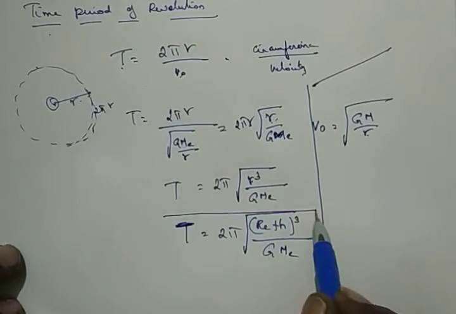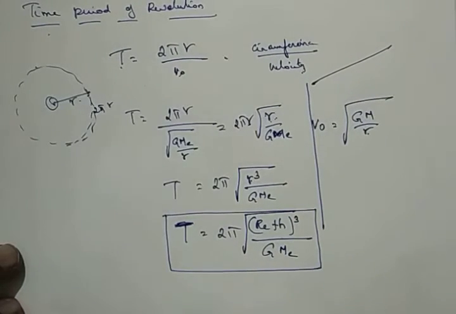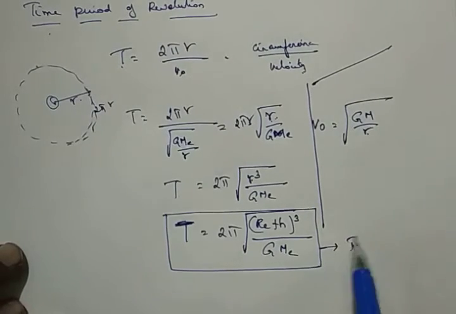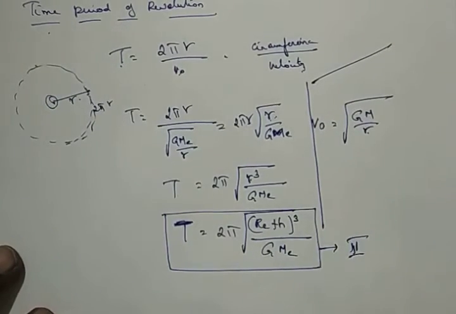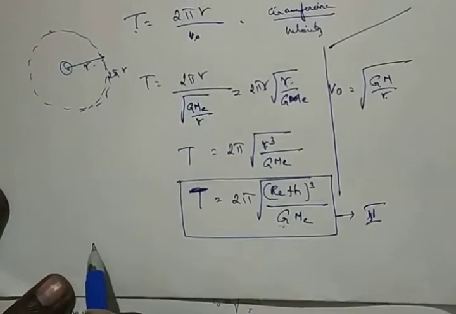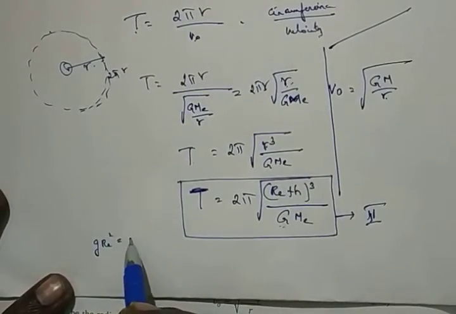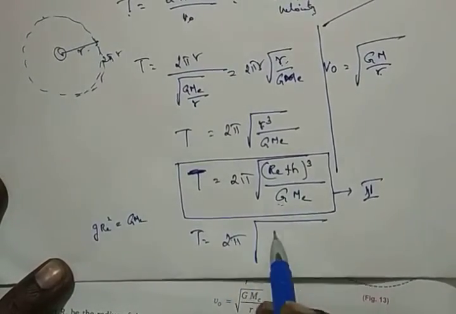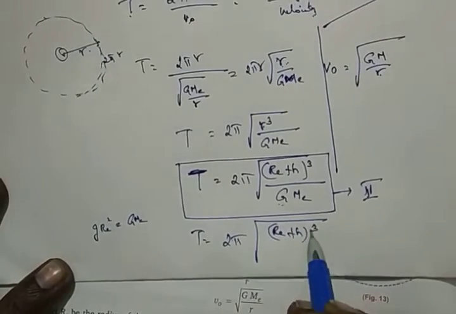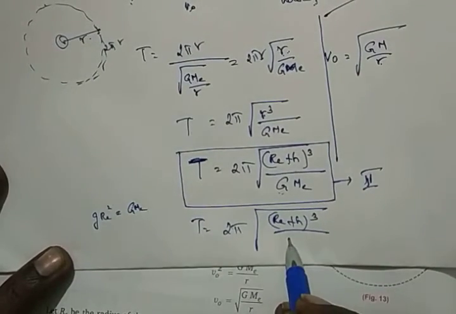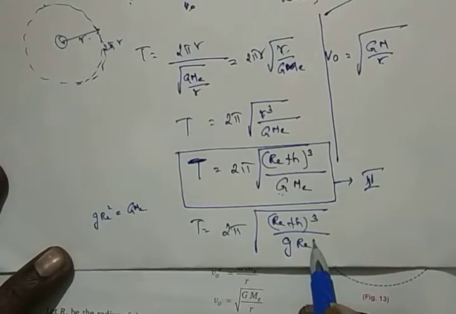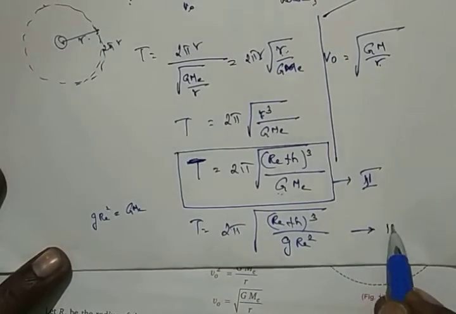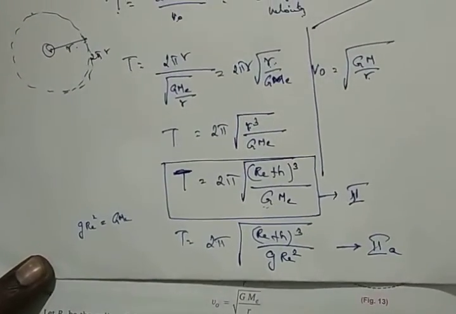So this is the time period of revolution. Please remember this particular formula. This is formula number 2, the second formula. Already we know GM, also we can take it as gR square is going to be equal to GME. So time period can also be written as Re plus h the whole cube upon gRe square. Alright. So this is another format of the formula.